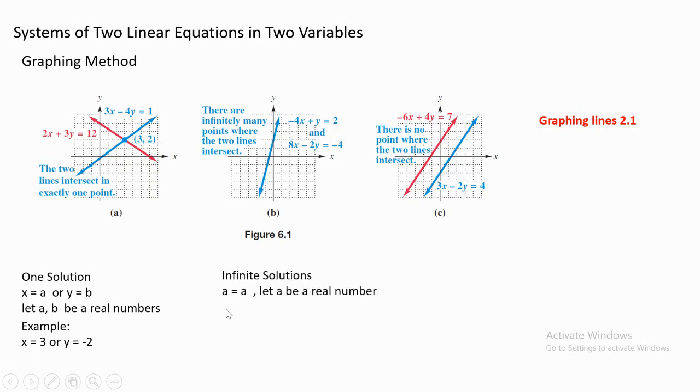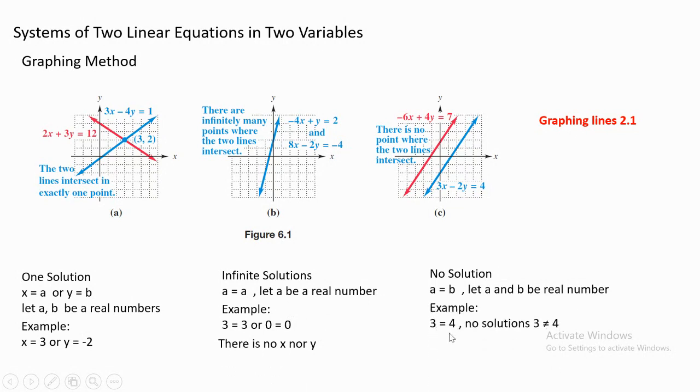Infinite solutions means that there's no x or y left. You see, for example, 3 equals 3 or 0 equals 0, right? These are both true, so that means it's going to be infinite solutions, and there's no x nor y. I'll also show you an example when we solve it by substitution or by the addition method. If you get something like a equals b, let a and b be real numbers, something like, for example, 3 equals 4, there'll be no solutions because 3 does not equal 4. And also there's no x or y.